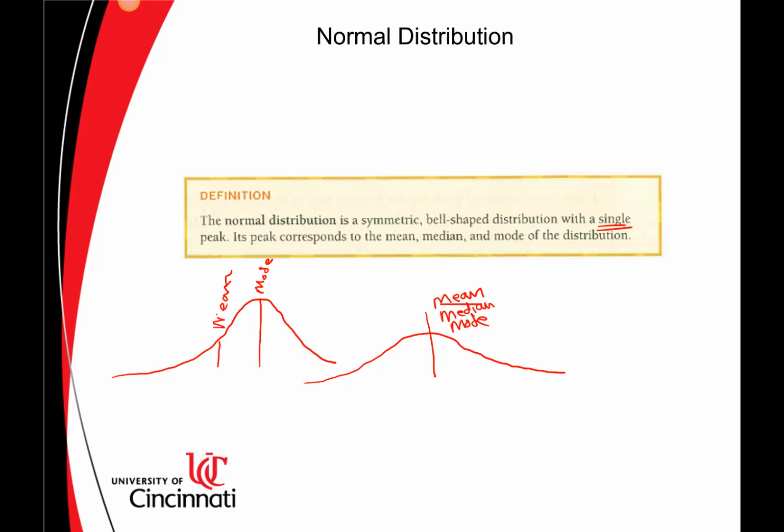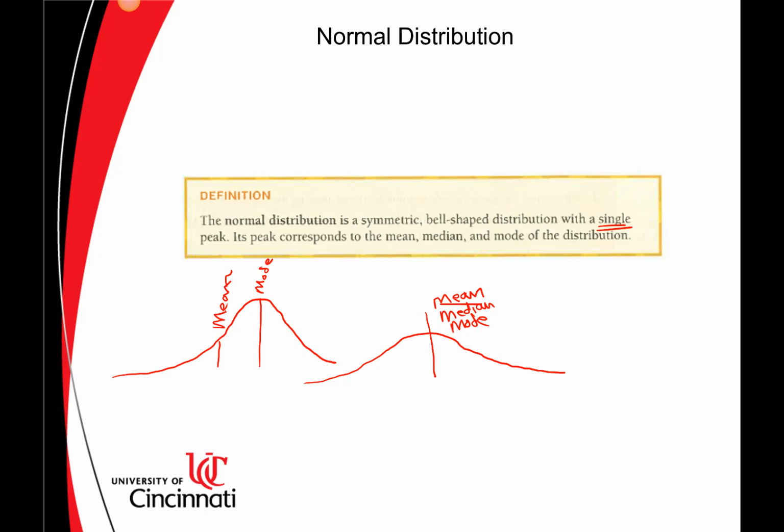But somewhere around there is going to be the mean. Now, think about the word median. What does median mean? The middle. So where's the median going to be? It's going to be in between the other two lines. Always? Always. That's why it's called the median.